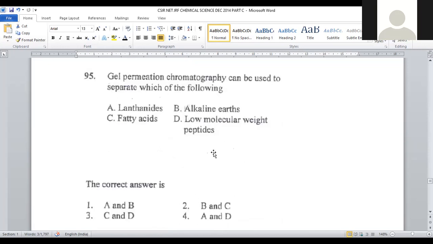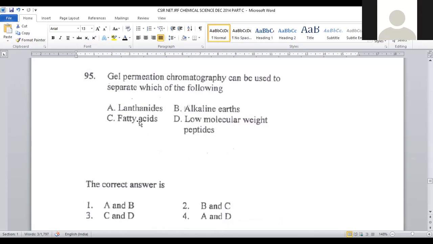We have to predict. So lanthanides, we are familiar that in the previous lecture we discussed that lanthanides can be separated by gas chromatography. Alkaline earth metals, we need a separate method. Fatty acids and low molecular weight peptides.